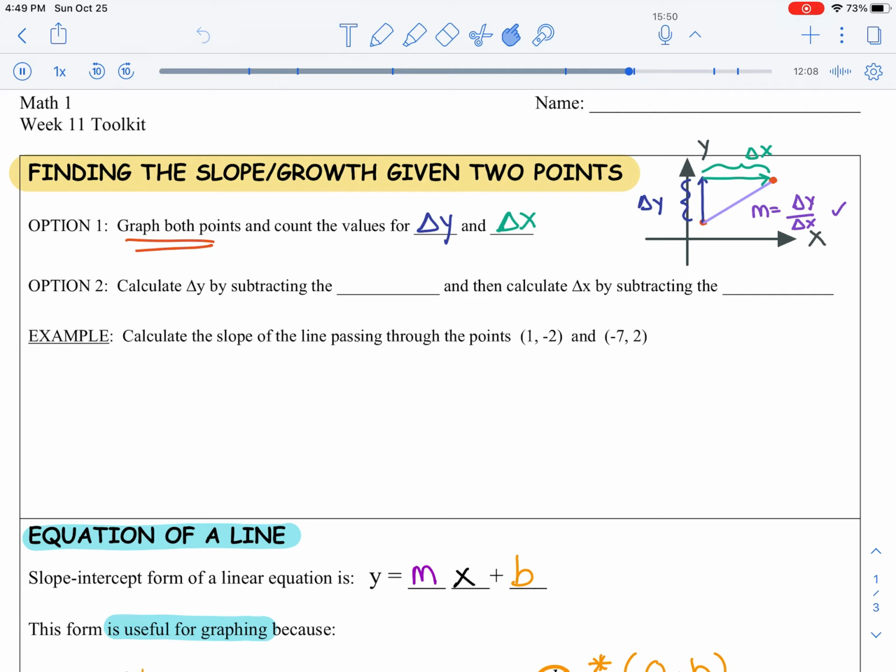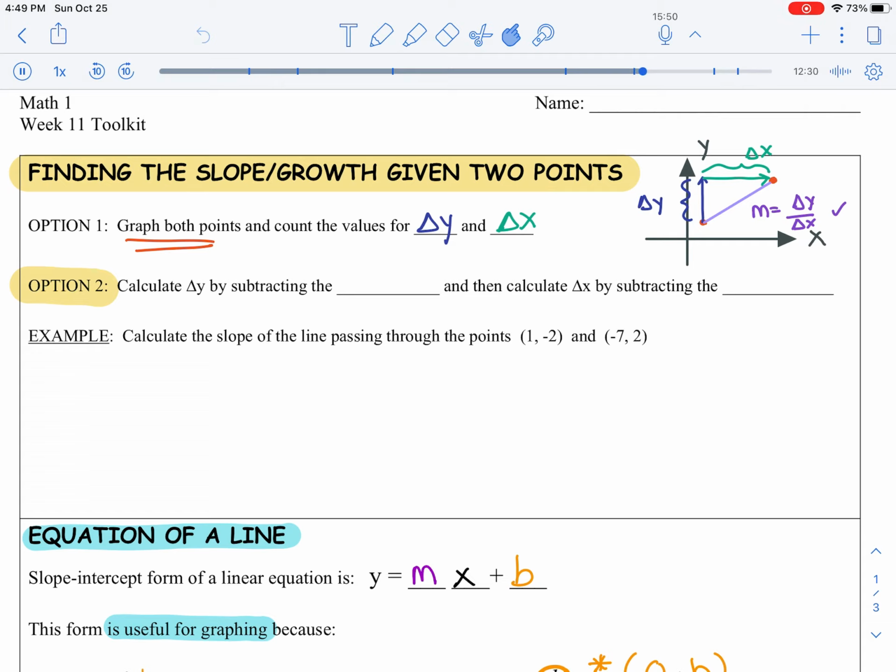But sometimes graphs just aren't reasonable. Either my numbers are too large or we don't have the time to pull out graph paper and do a good plotting of my points. Now, when that happens, I'm going to use my option 2. And this is something that you will continue to use throughout this year and future years in your math classes.